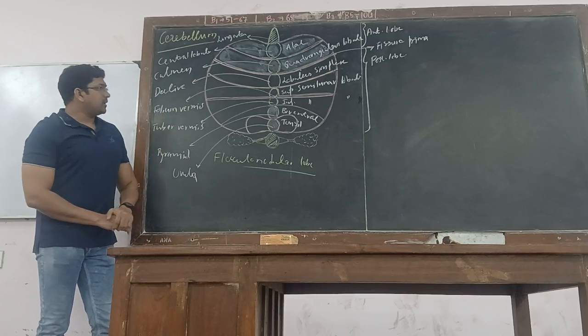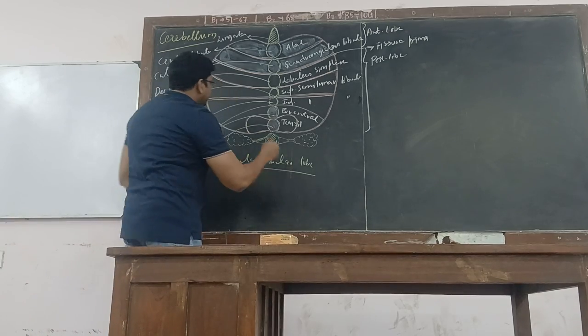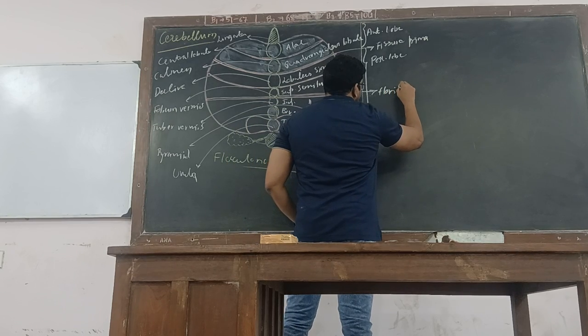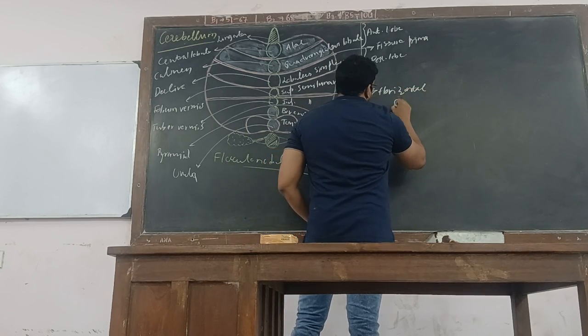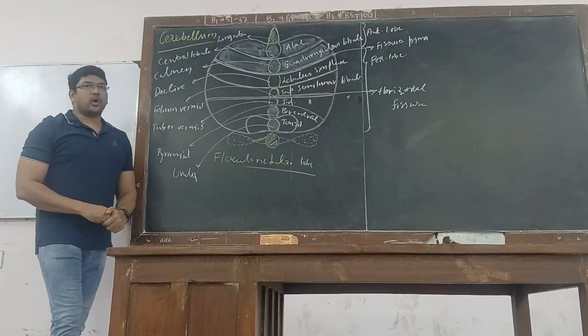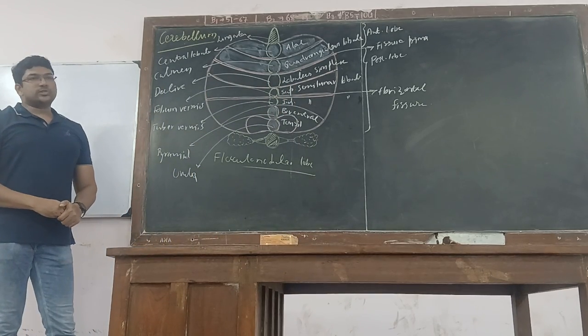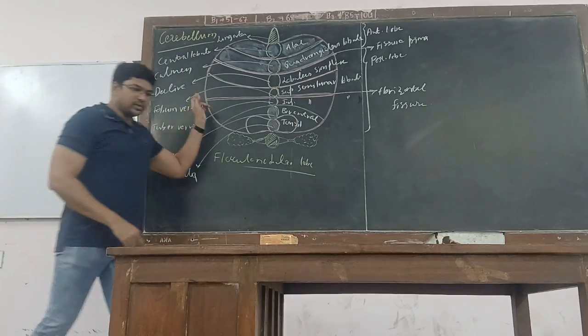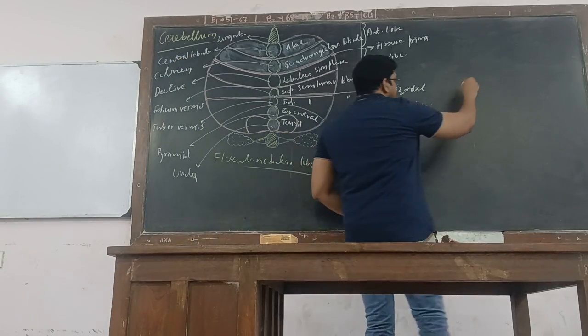Getting it? One more fissure is nothing but the horizontal fissure. This fissure divides the entire corpus cerebelli into two surfaces: one is the superior surface, one is the inferior surface. If you see on the side over here, this diagram.